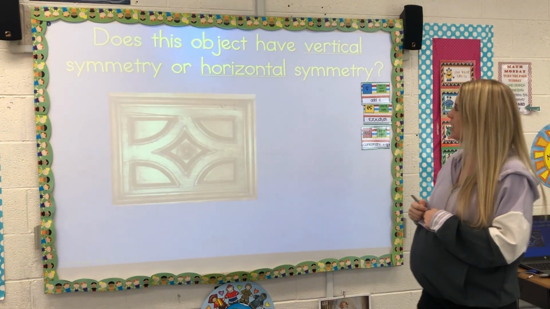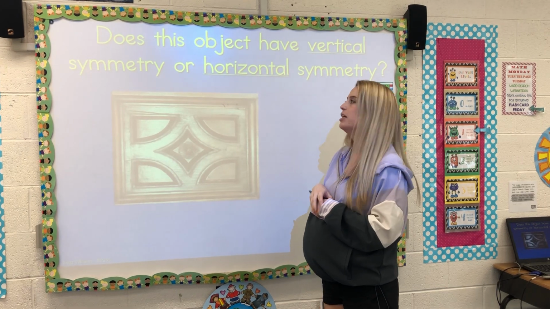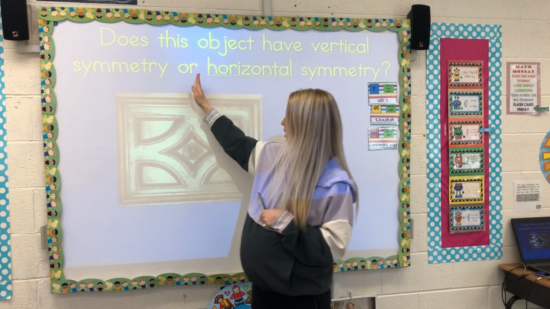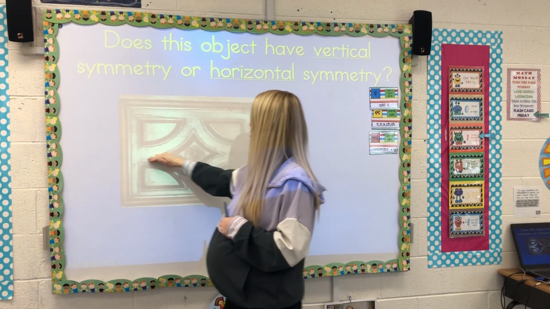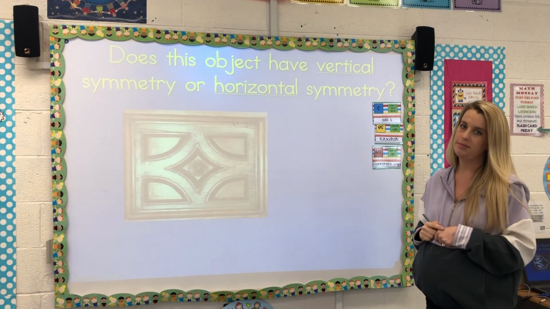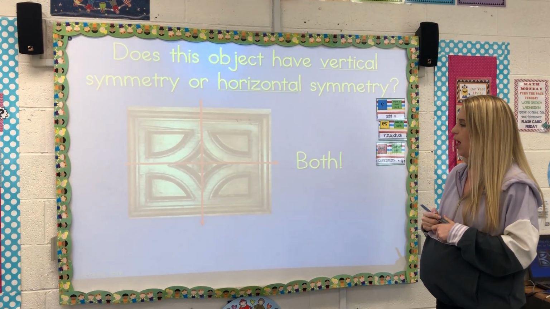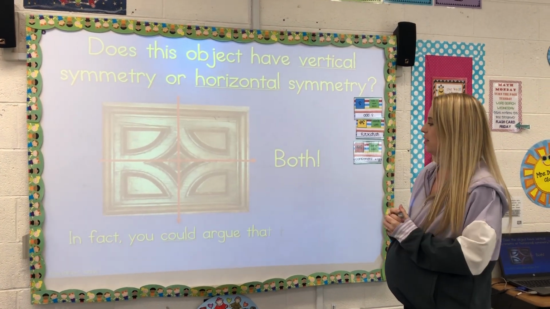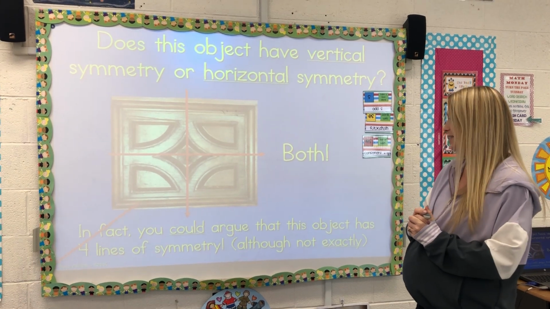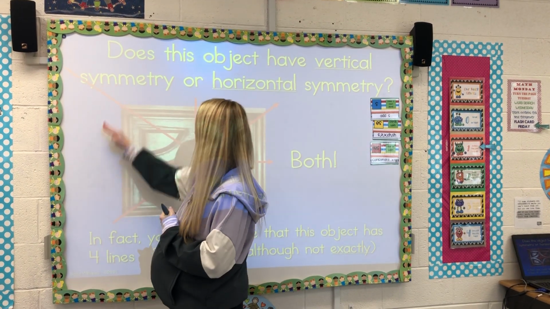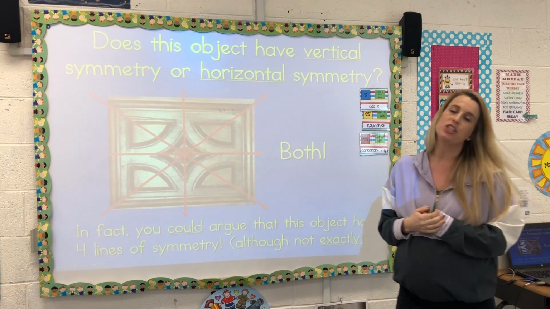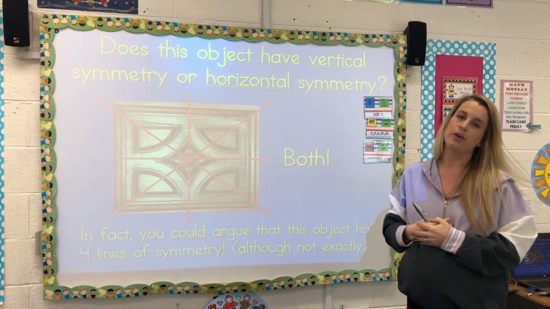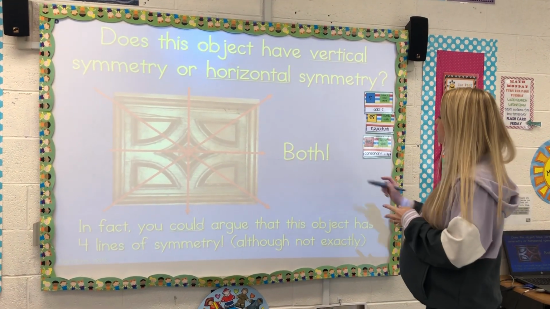So now it's asking, is this object vertical symmetry? Does it have vertical symmetry or horizontal symmetry? So think about if you would cut it this way or this way. Both. So if you were confused, they were trying to trick you. Yes, and sometimes they'll even have diagonal symmetry. Especially when shapes are circular, they can have multiple lines of symmetry. But our focus is on horizontal and vertical.